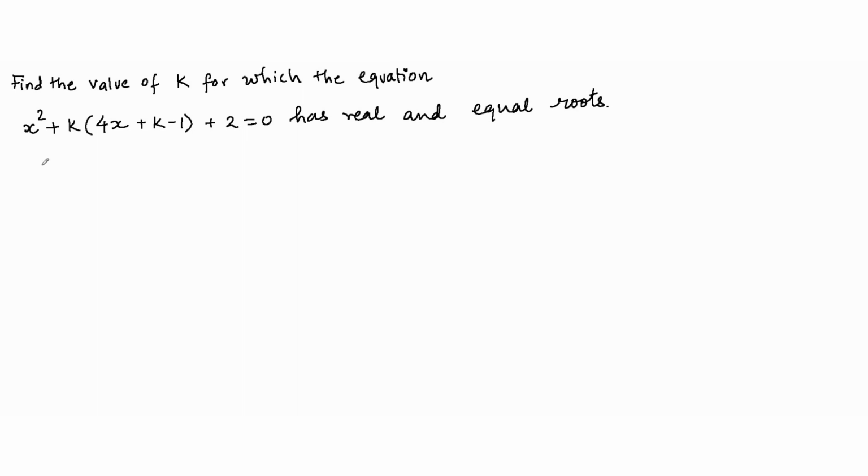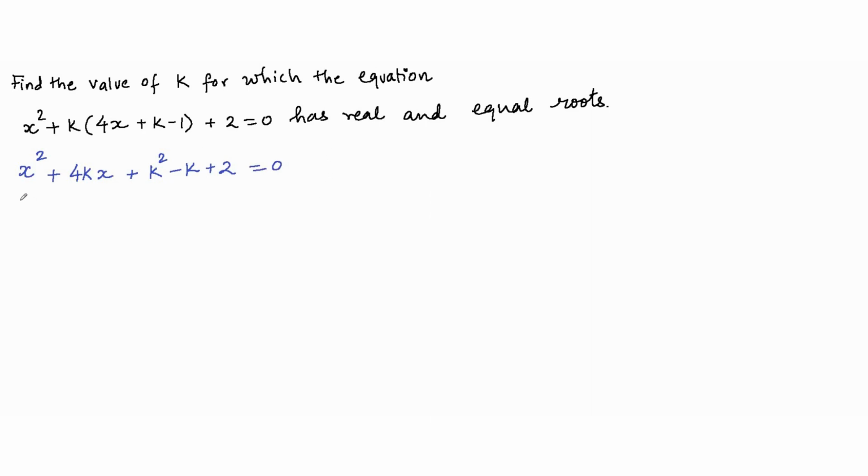So now what I can do is first convert this into the standard form. I notice that the x part is missing. So what I should do is I should open up these brackets. So my equation becomes x square plus k into 4x becomes 4kx plus k into k becomes k square. K into minus 1 is minus k plus 2 equals 0.